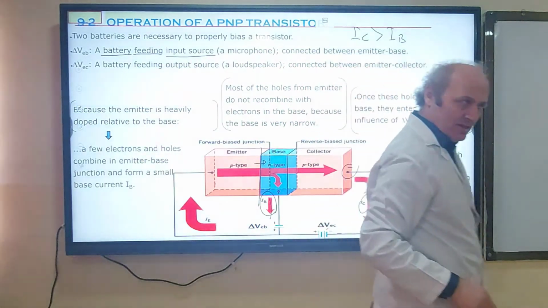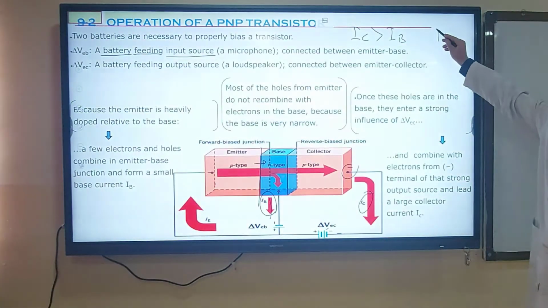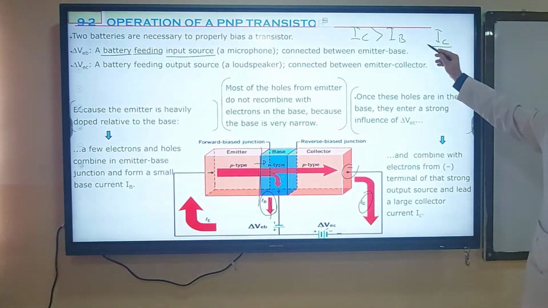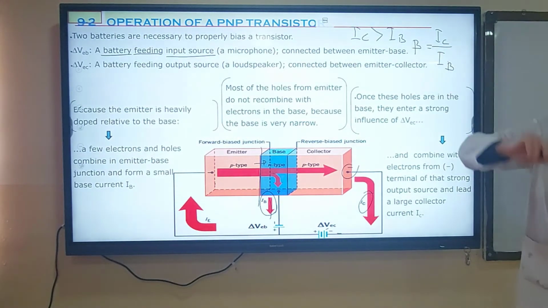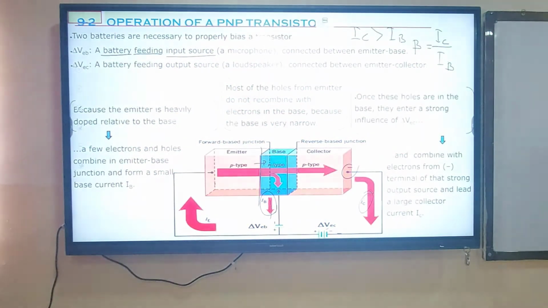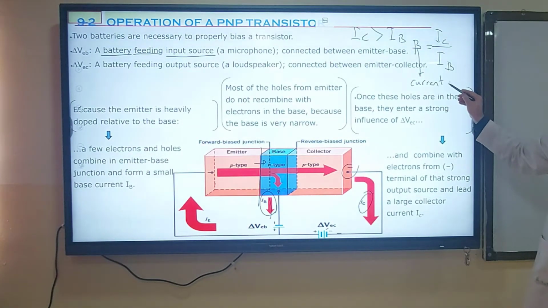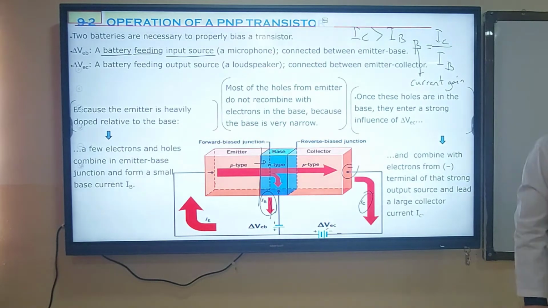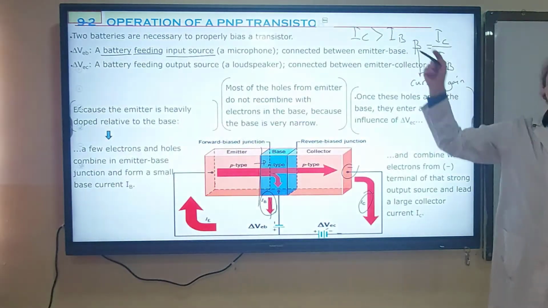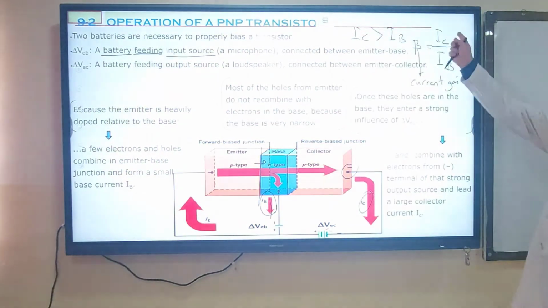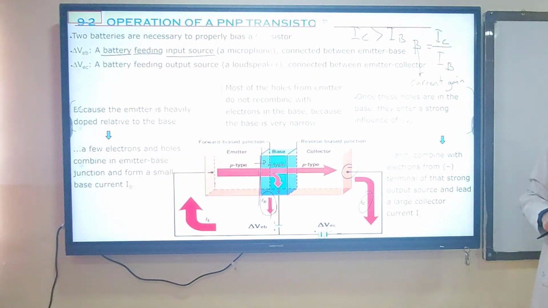When we divide IC by IB, we calculate a constant for that transistor. That constant is represented by beta and called current gain. Every transistor has a current gain. But because IC is greater than IB, what do you expect beta to be? IC over IB: greater than 1, equal to 1, or less than 1?